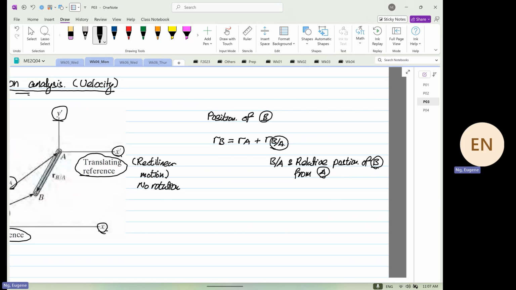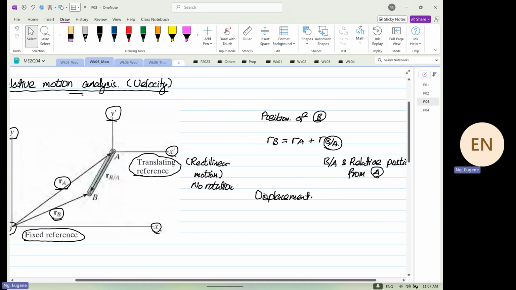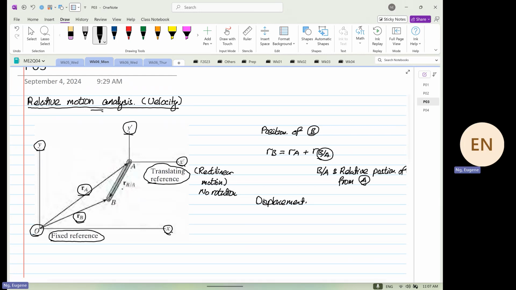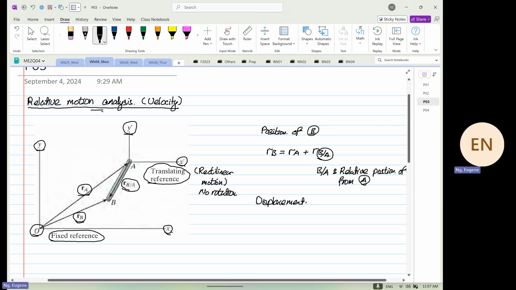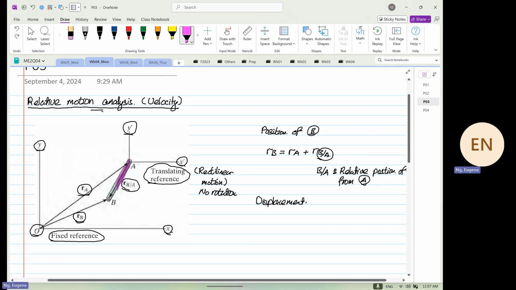So if we were to look at displacement, before I go on, if you look at this figure over here, I want you to observe the vector r_B over A. It is pointing towards this direction. Can you see that?